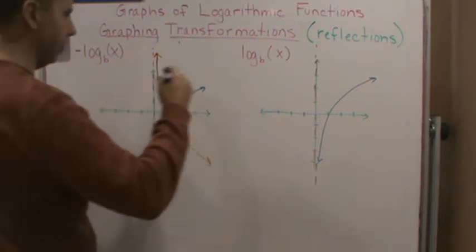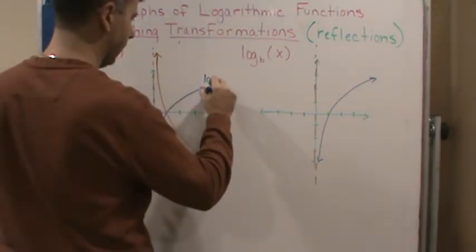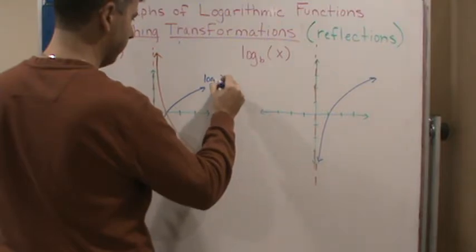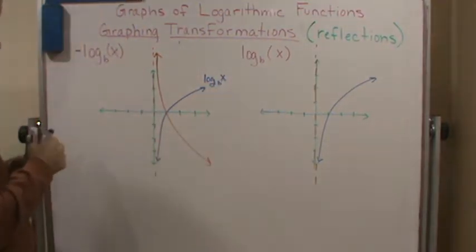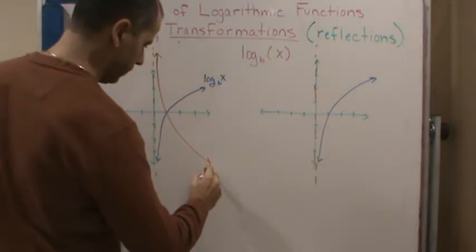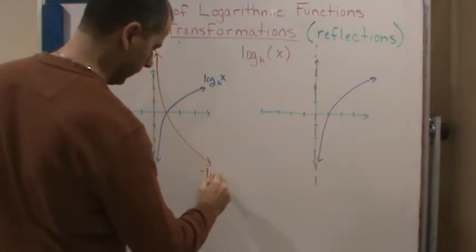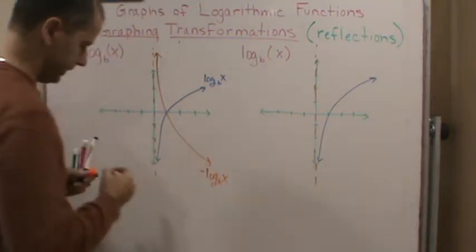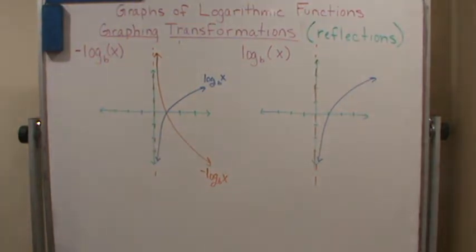So this would be log base b of x, and this would be negative log base b of x. Okay, so it's a reflection across the x-axis.